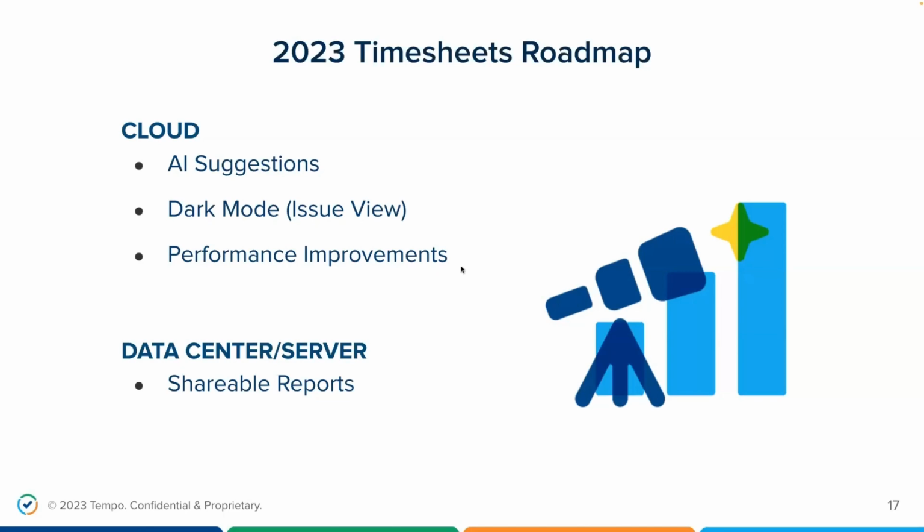We know that this is mainly a cloud audience, but we'll also be going through our data center/server updates. So one feature that we launched there is shareable reports. It's a feature that may be familiar to our cloud users already, but our data center and server users will also have them now. So across timesheets, it's available. And it will really just enable you to share reports with any JIRA users in your organization, so you don't have to manually export or send an extra email.